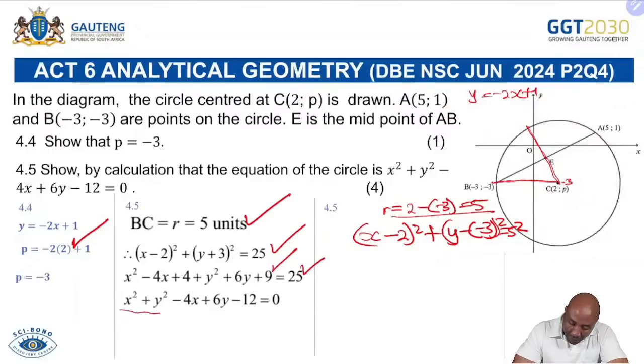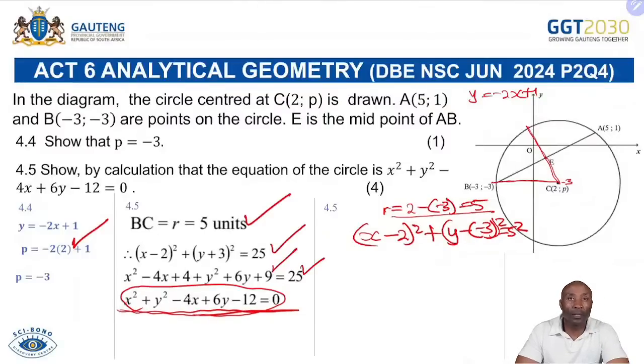Please do not start here and try to work backwards. This must come at the end. So you start with the standard form, you end up with the expanded circle equation there. We have our 5 marks.